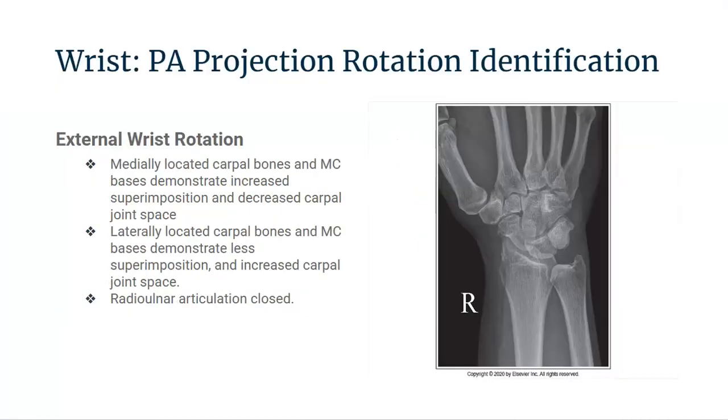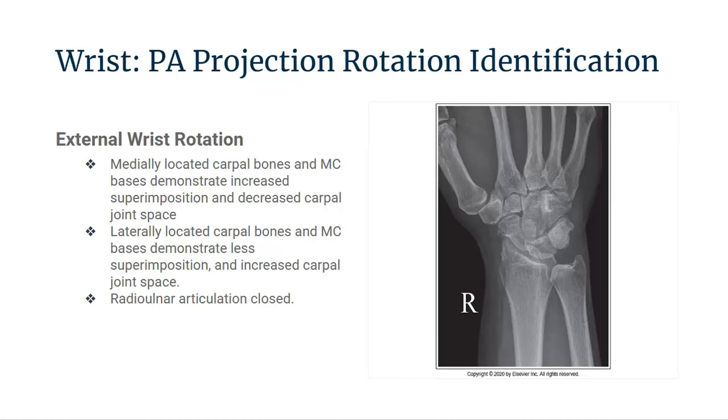So let's look at some common positioning errors when conducting a PA projection of the wrist. The first I wanted to take a look at is the effects of external wrist rotation. When the wrist is externally rotated, there are some key changes that can be observed. The medially located carpal bones and metacarpal bases show an increase in superimposition, which results in a decrease of the visualization of the carpal joint spaces. The laterally located carpal bones and metacarpal bases demonstrate less superimposition, leading to an improved view of those carpal joint spaces. In addition, the radio-ulnar articulation will be demonstrated as closed due to this rotation.